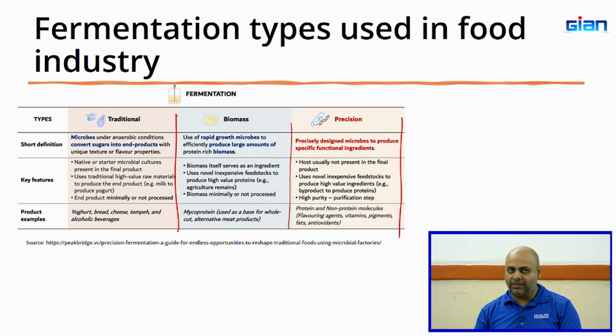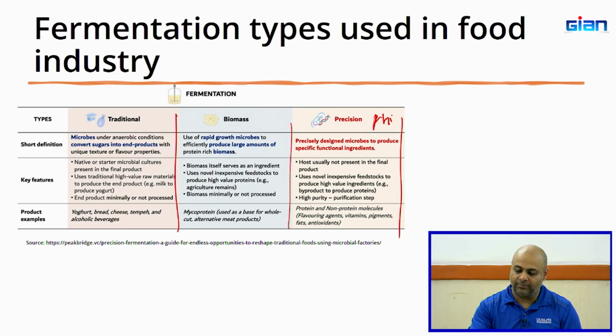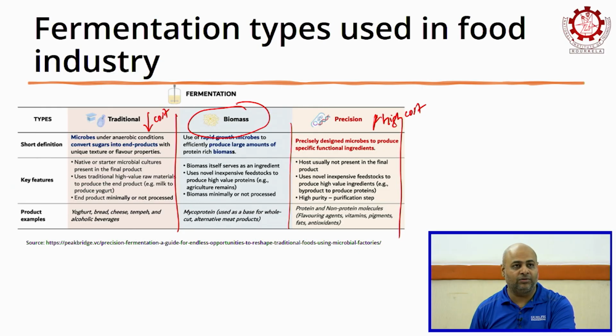Precision fermentation, yes. Yes, we can grow in bulk, but the product that comes out of precision fermentation is highly processed. So you're adding cost to it. So this is high cost, and this is low cost. I love this particular technology because it can utilize any bioresource that you have, any feedstock that you can provide.